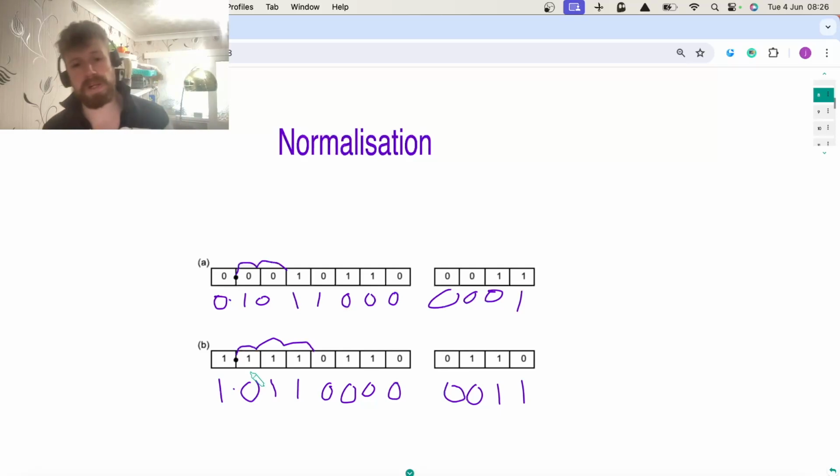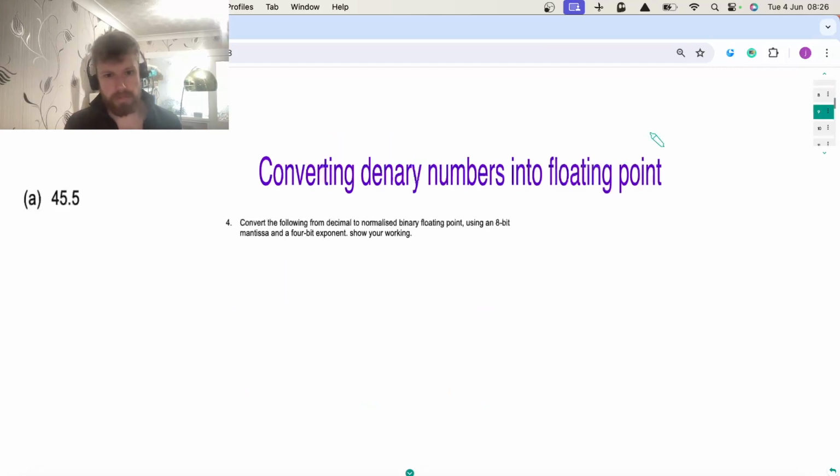So again, just make sure, because it's a negative number, it needs to be 1, 0. And then that's going to become 0, 0, 1, 1. Tying this all together, we have to be able to convert between denary numbers and floating point as well, so go in the other direction.